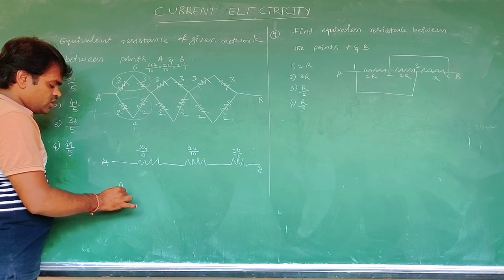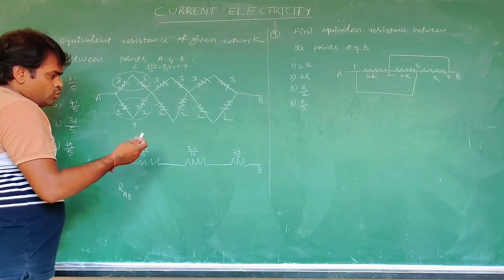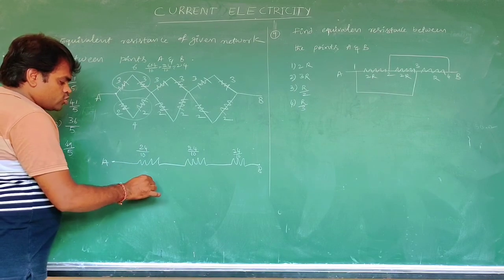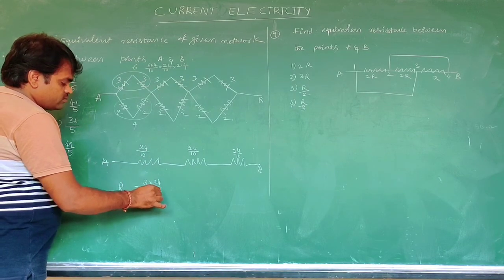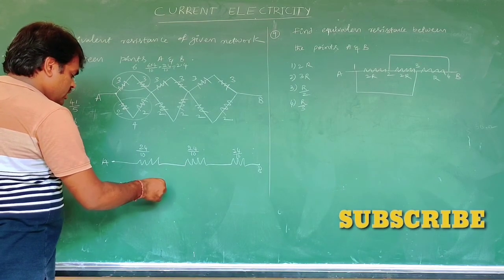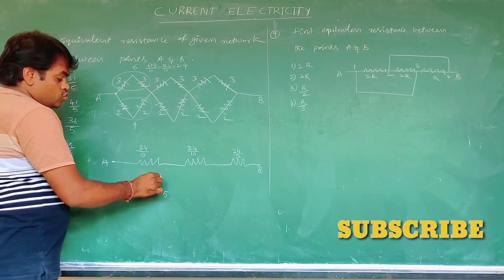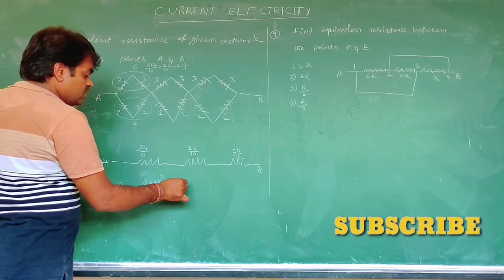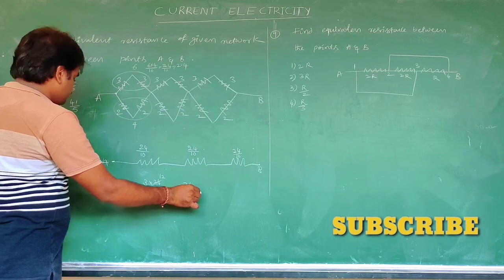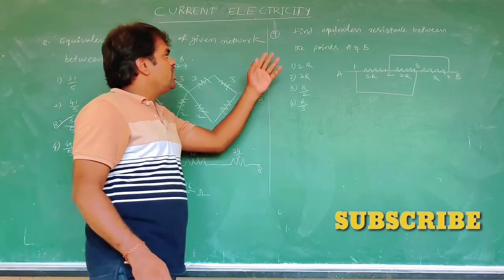See, RAB is equal to, they are in series. Then what do you write here? 3 into 24 by 10. That is multiplied, we calculate like 2 5s, 2 12s. That is 36 by 5.